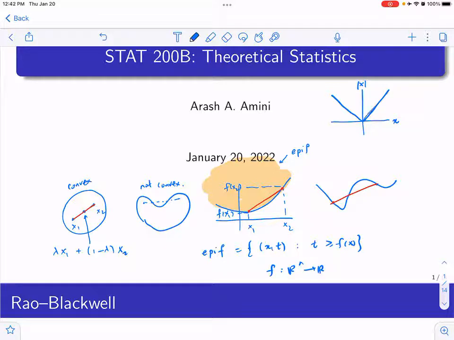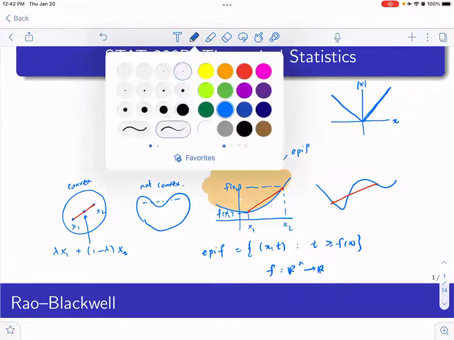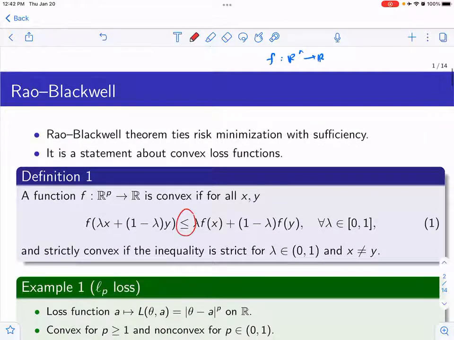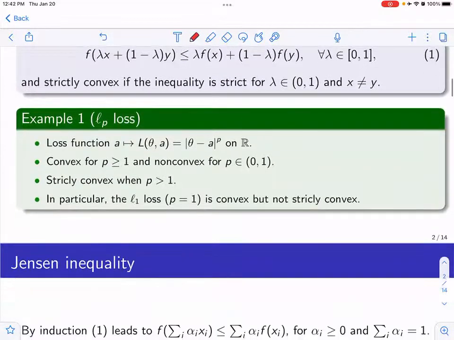We can easily verify that. If I take 2 points here, the graph of the function basically is the same as this line segment. So it satisfies the inequality, but it's in fact equality. So it's not strict.